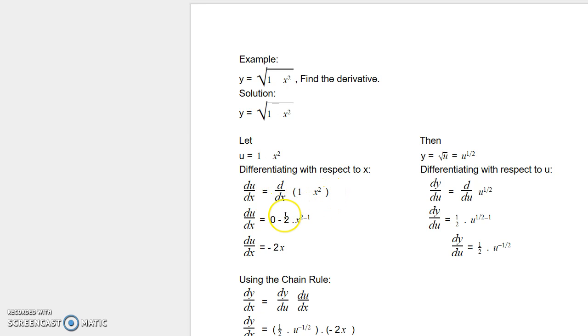So d by dx of 1 is 0. D by dx of x squared is 2x to the power of 2 minus 1. We are using the power rule here. So when we simplify it some more, we have negative 2x.